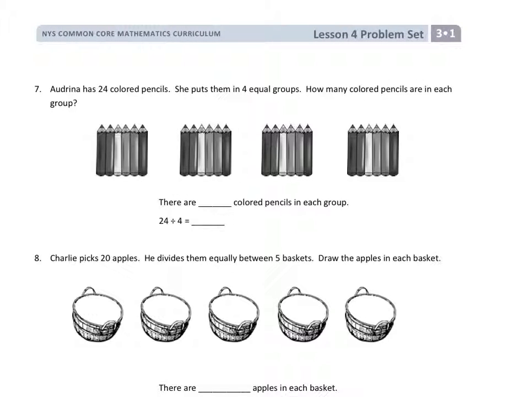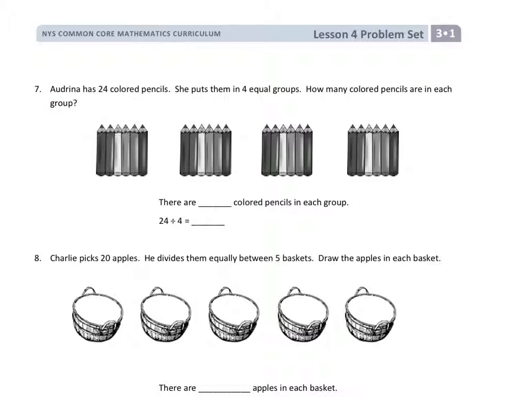And on the back side of your paper, problem number 7. Let's read it. Audrina has 24 colored pencils. She puts them in 4 equal groups. How many colored pencils are in each group?